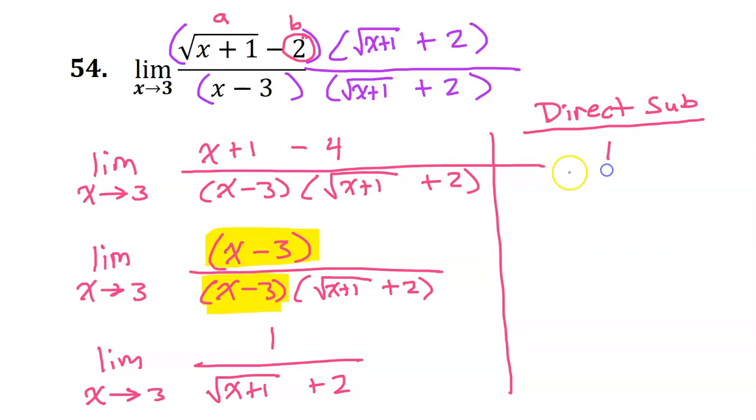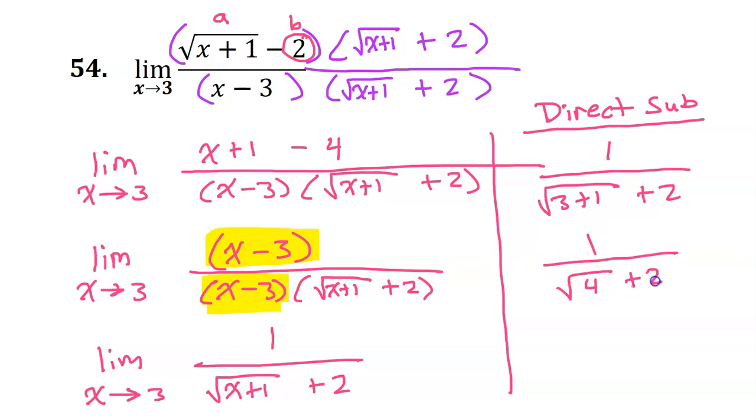So right now I'm going to have 1 over the square root of 3 plus 1 plus 2. And this is going to be 1 over the square root of 4 plus 2. And that's going to be 1 over 2 plus 2, which is 1/4. So that is the limit.